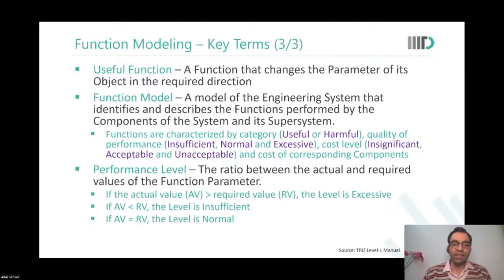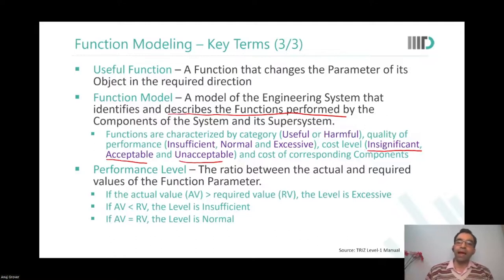And what we are saying is that a function model of a system describes all the functions performed by various components of the system and its supersystem, where we categorize them as useful and harmful on the quality of performance, and also cost. We have not talked about cost yet, but even in terms of cost level, we say the cost is insignificant, acceptable or unacceptable.